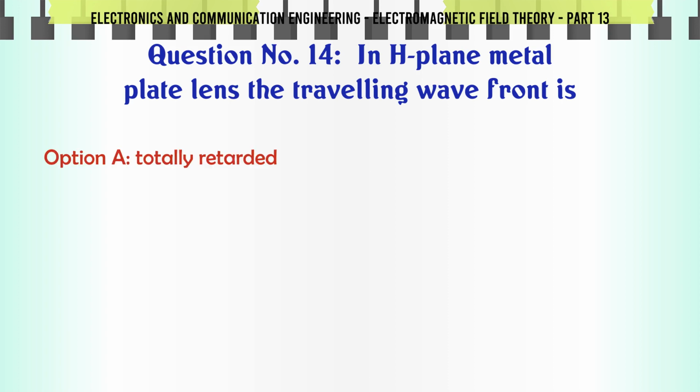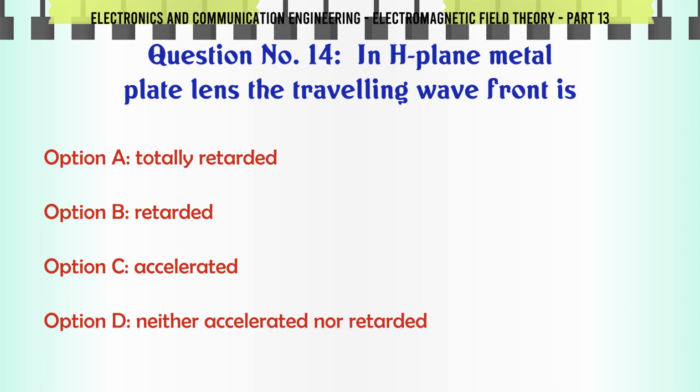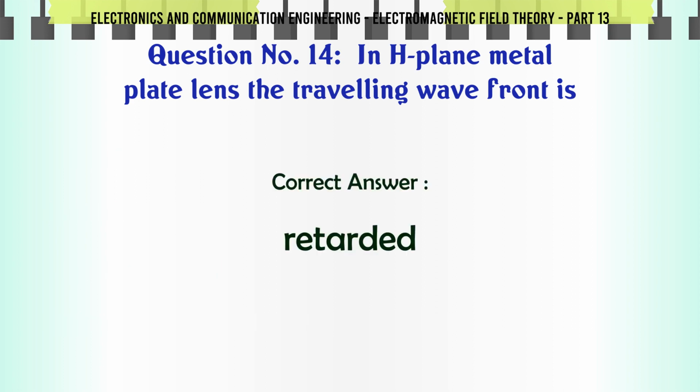In an H-plane metal plate lens, the traveling wave front is A: totally retarded, B: retarded, C: accelerated, D: neither accelerated nor retarded. The correct answer is retarded.